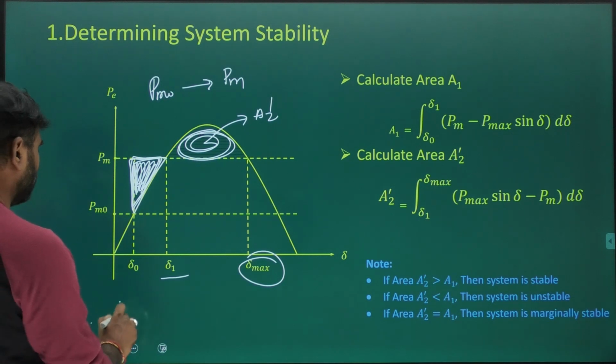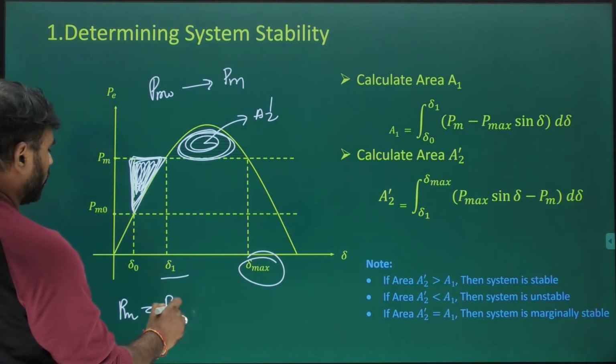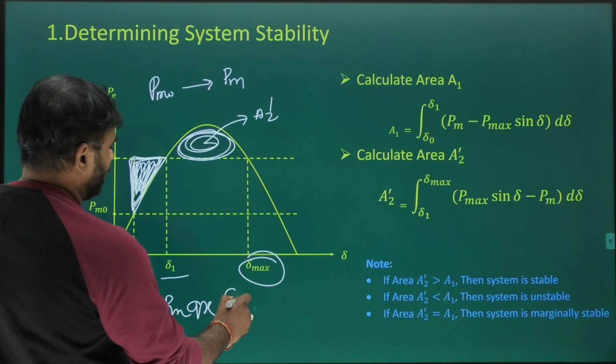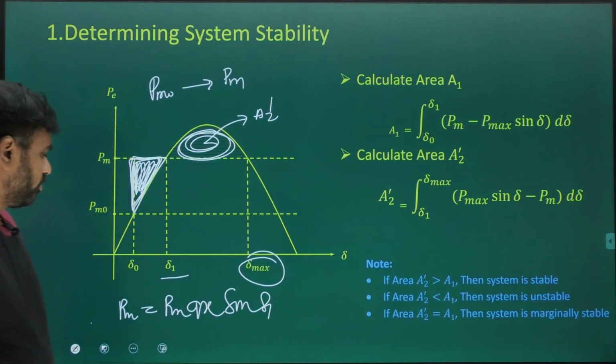So how to calculate that? PM equal to P max sine delta 1. From here we can calculate the delta 1 value. Okay.